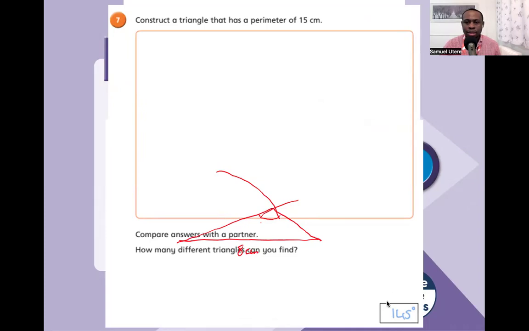Then next, you were asked to construct a triangle that has a perimeter of 15 centimeter. You can compare your answer with someone else. To have a perimeter of 15 centimeter, you can have a triangle that has different lengths, but all of them add up to be 15 centimeter. So that is something for you to practice.